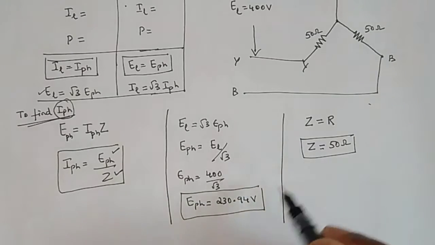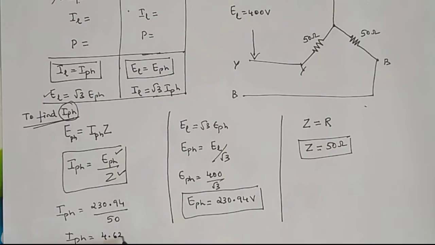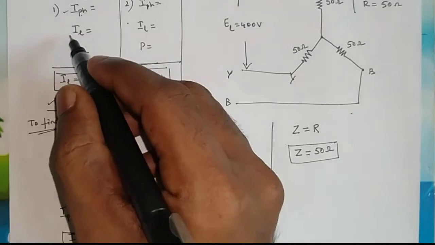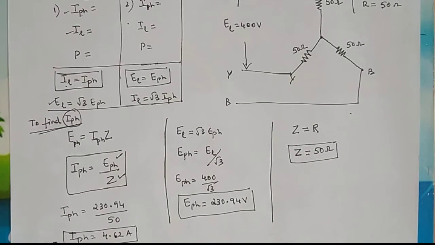After finding the values for phase voltage and impedance, substitute in this. So I phase is equal to 230.94 divided by the impedance value, 50. After simplification you will get 4.62 amps. Now to find out line current, we know the relation: line current is equal to phase current. Therefore line current and phase current will be equal. The answer will be 4.62 amps.